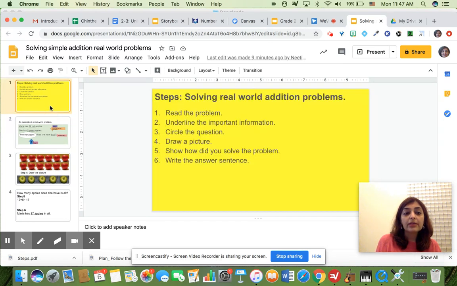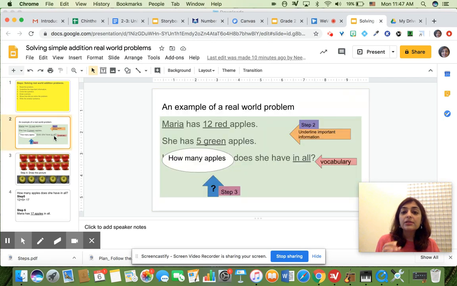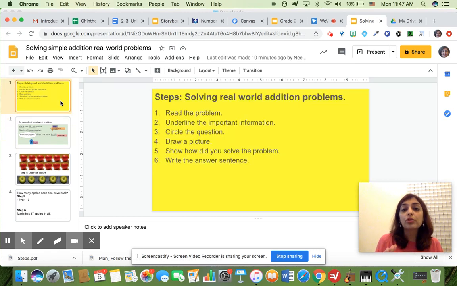Now let's look at the third step. The third step says circle the question. And this helps me think, what do I need to find? Well, I need to find how many apples. But at the same time, I need to focus on in all. So that's why I have circled the question. Now let's look at the fourth step.